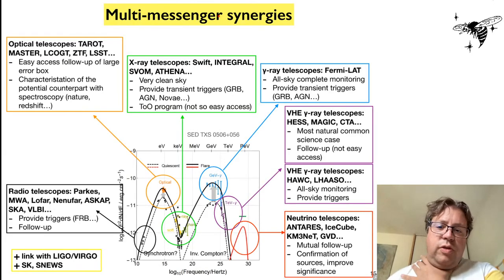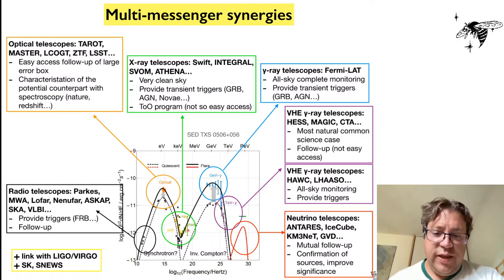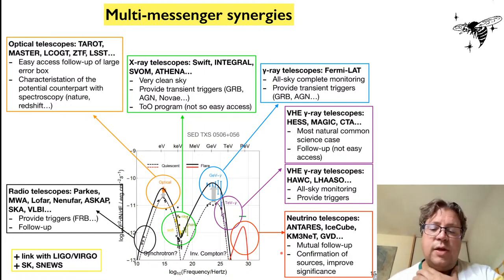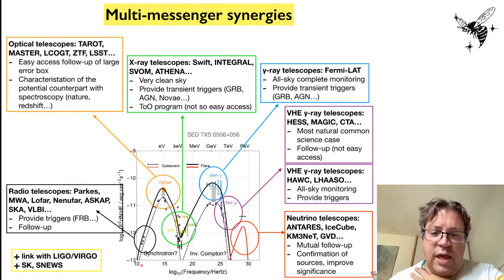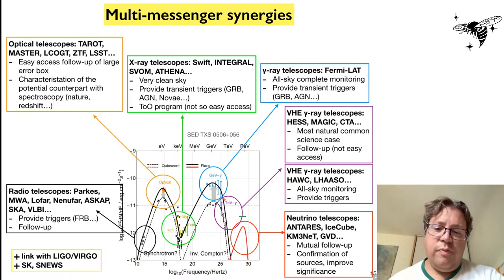So why do we want to do this multi-messenger study with all these facilities? Here you have the SED, the spectral energy distribution, for TXS, showing energy versus wavelength, and you recognize the well-known two-bump structure of a blazar, but it applies also to different sources. The dashed line is the quiescent state, and the main line is when you have some flaring. You see that optical is quite interesting because you have quite a large variation, and it is easy to access.